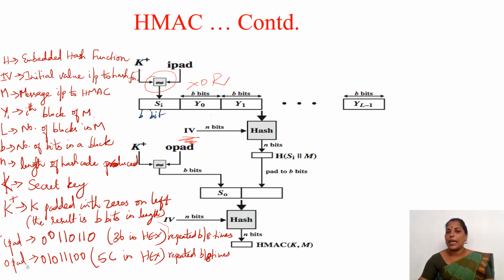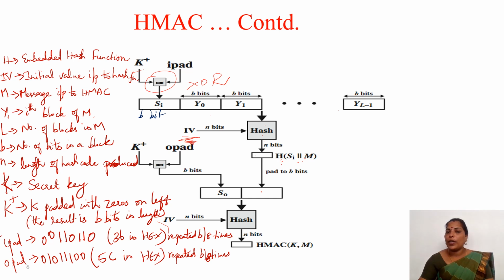So here we are doing bits, and using the hash function we are getting n bits. So hash of Si concatenated with M. Si concatenated with M is applied to the hash function. So the result is padded to b bits.